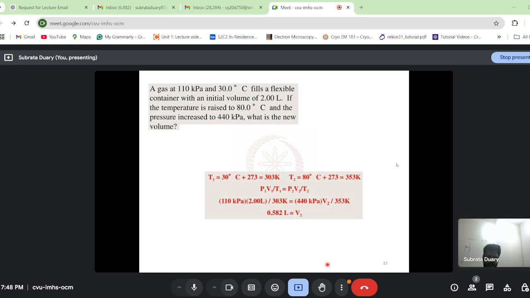So these are all based on CSIR NET and GATE problems, and I have also taken some assignment problems from NPTEL.